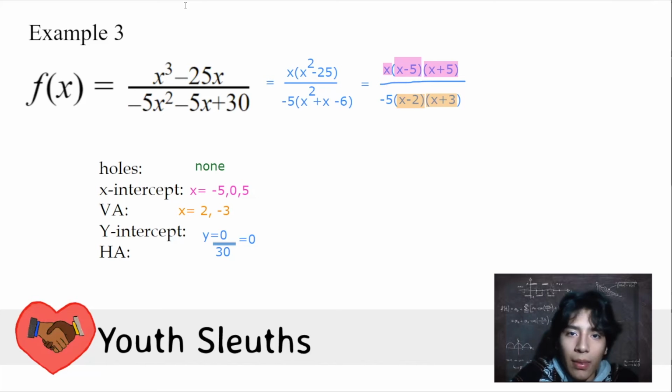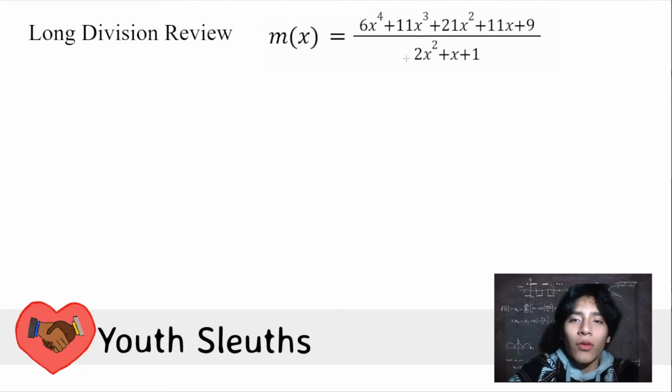And now, lastly, is a horizontal asymptote, which we remember we're looking at case 3, because the power in the exponent in the numerator is bigger than the exponent in the denominator, which means that we will have to use long division. And in the next slide, we are going to review with an example.